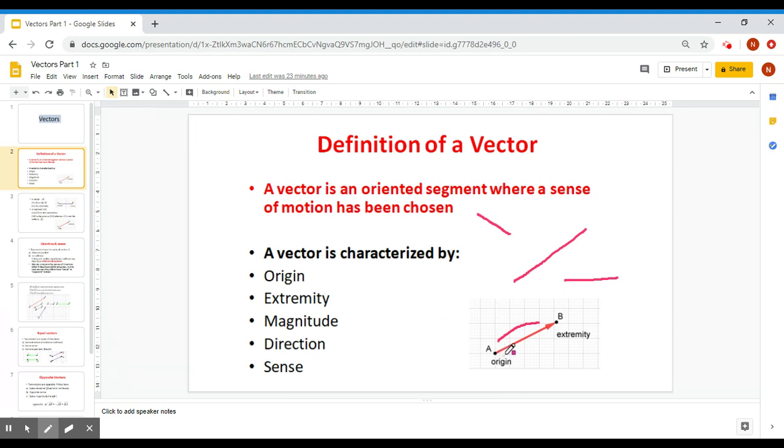So it is oriented from A to B. This is the sense of vector AB. Vector BA, it is oriented from B to A. So this is the sense of vector BA.